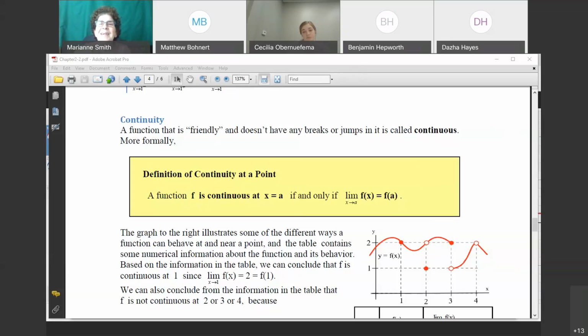Can anybody tell me what family of functions has jumps in it? What function family has jumps in it? Where all of a sudden you're going along and whoop, the function value jumps way up. Anybody remember what they're called?